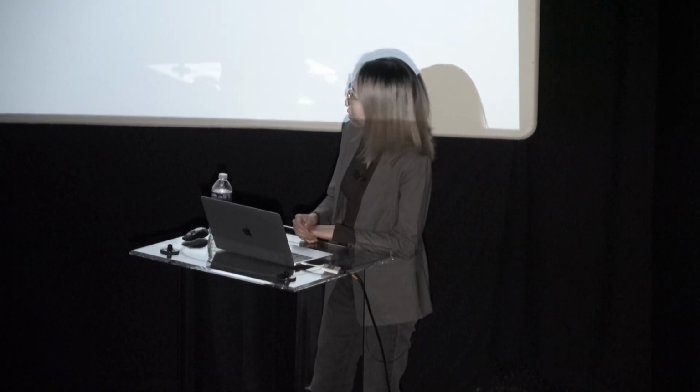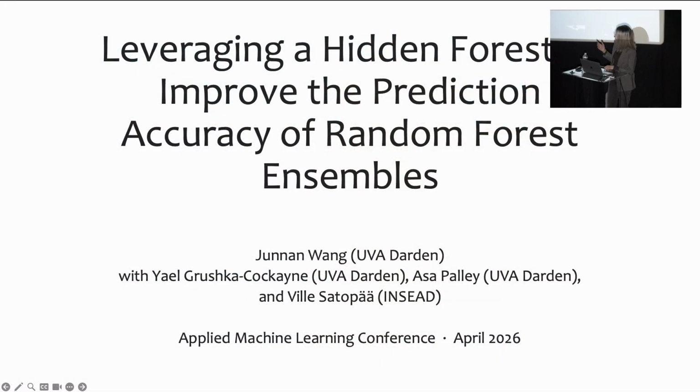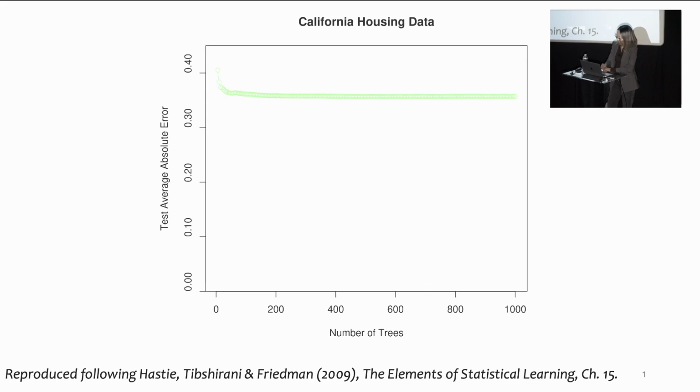Hello, everybody. I'm Junnan from UVA Darden Business School. This is a joint work with Yao, Gushka Cocaine, Asa Paley, and Willis of Topa. And you can see that we are all from business schools. But this talk is about random forest. You might be wondering what a business school is doing in the machine learning conversation. Well, I'll try to make a convincing case.